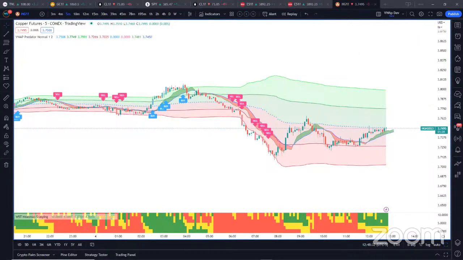Which indicators do you like to use with Unirenko with? So Unirenko is mainly roller coaster. Okay, that's about it, Wilbur. Hi, Mehmet.